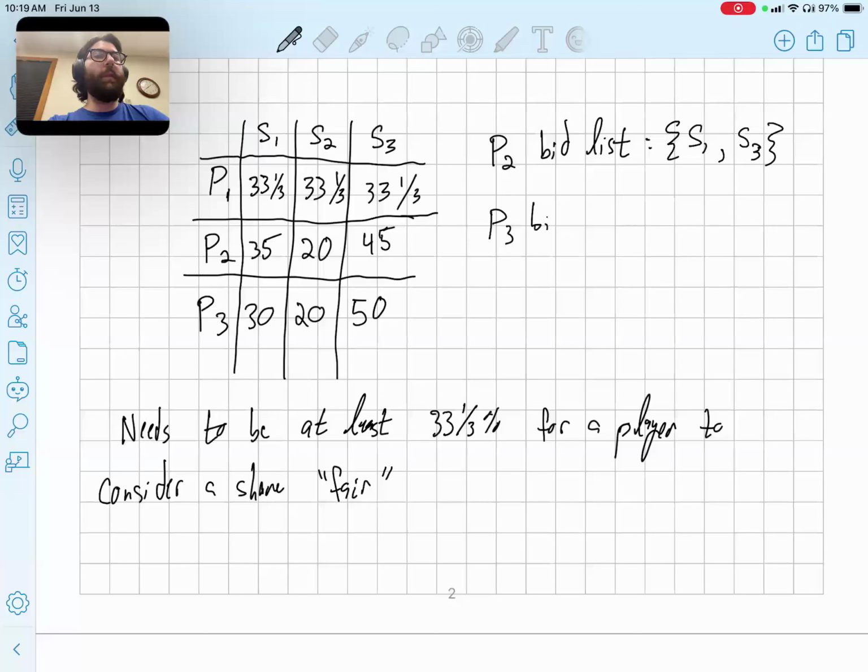Now P3's bid list. P2 prefers S3, but would also be happy with S1, and so P2 has to make sure to write S1 as well because they also consider it fair. Now P3 thinks S1 is worth 30%. That's not quite 33 1/3%, so they don't consider that a fair share. 20% is even less. But P3 does consider S3 to be a fair share at 50%.